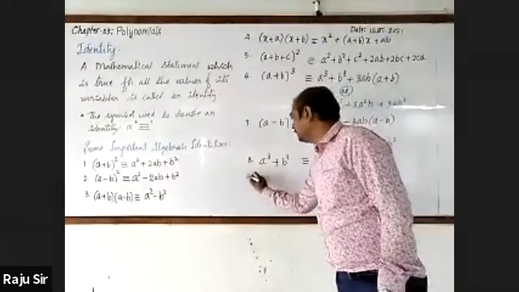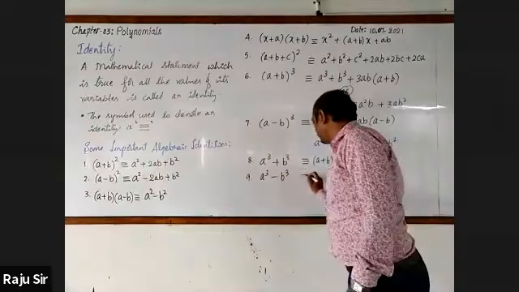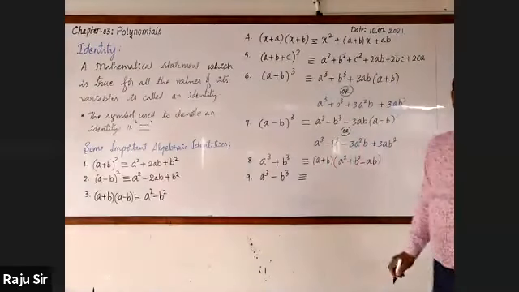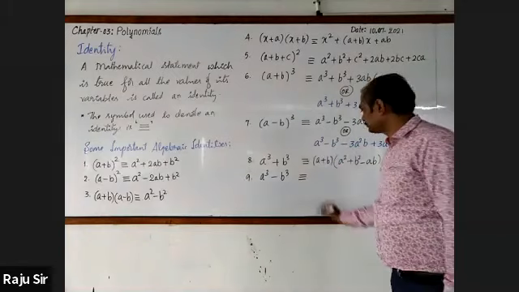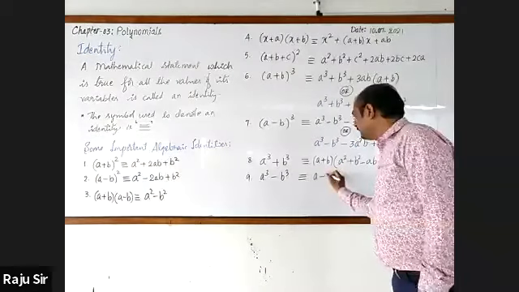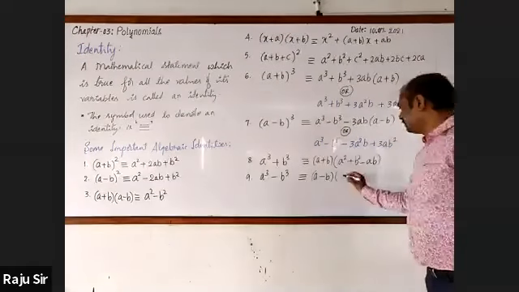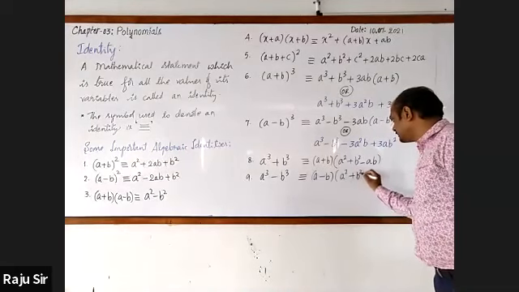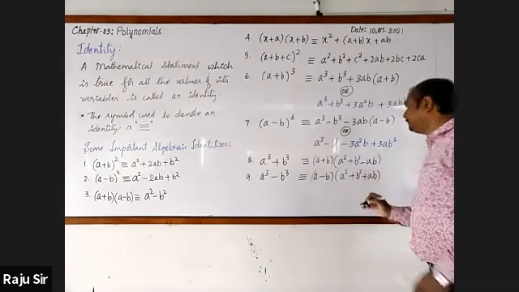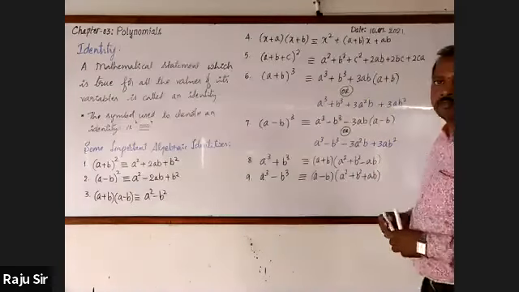Next, ninth one. a cube minus b cube is exactly equal to (a minus b) into (a square plus b square plus ab). Written up.